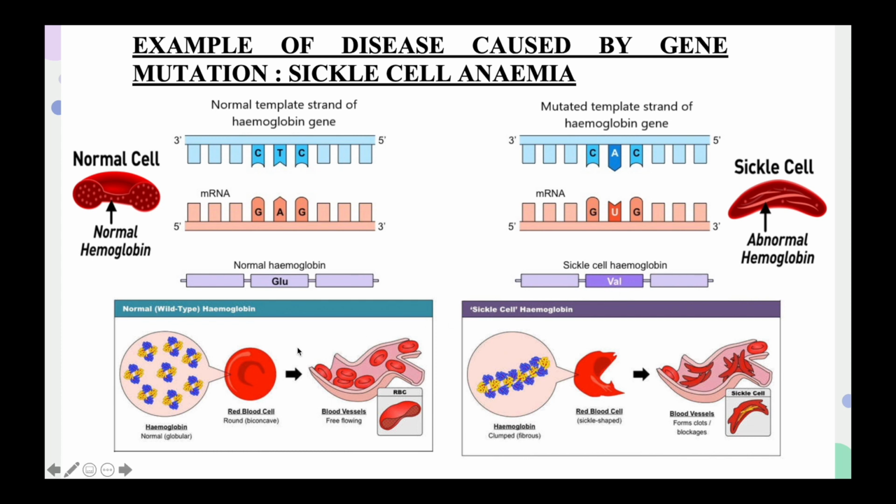As you can see in the diagram, normal hemoglobin forms globules, meanwhile abnormal hemoglobin forms fibers. This fiber will alter the shape of the red blood cell, causing it to be less efficient.